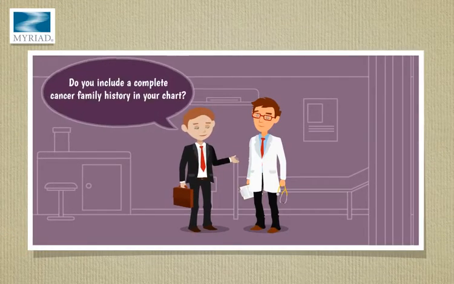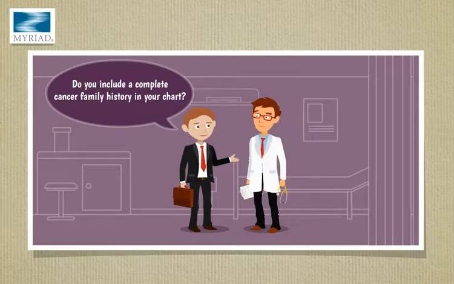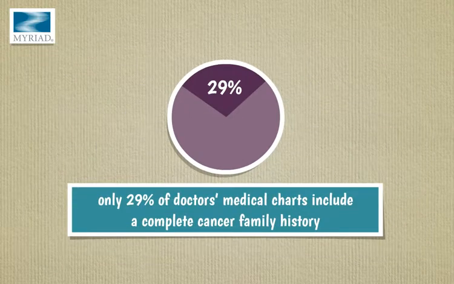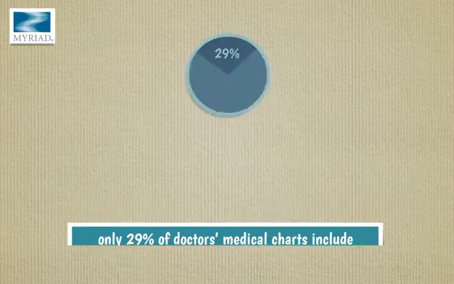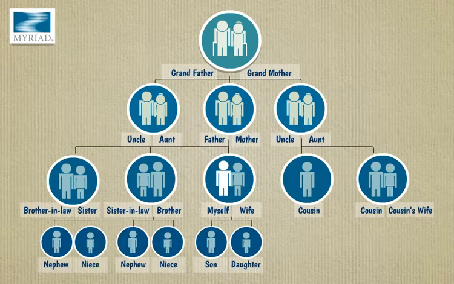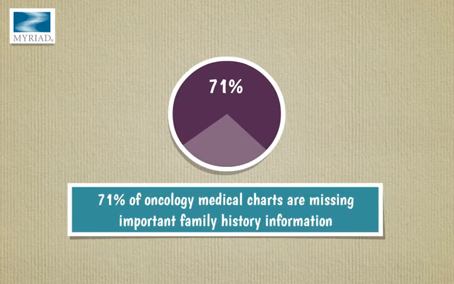Despite being aware of its importance, a recent study in oncology indicated that only 29% of doctors' medical charts include a complete cancer family history. Taking a complete cancer family history involves collecting the cancer history of first and second-degree relatives, including their age of cancer diagnosis. Family and personal history are the hallmark factors in identifying patients at risk for hereditary cancer. However, this study found that 71% of oncology medical charts are missing important family history information.